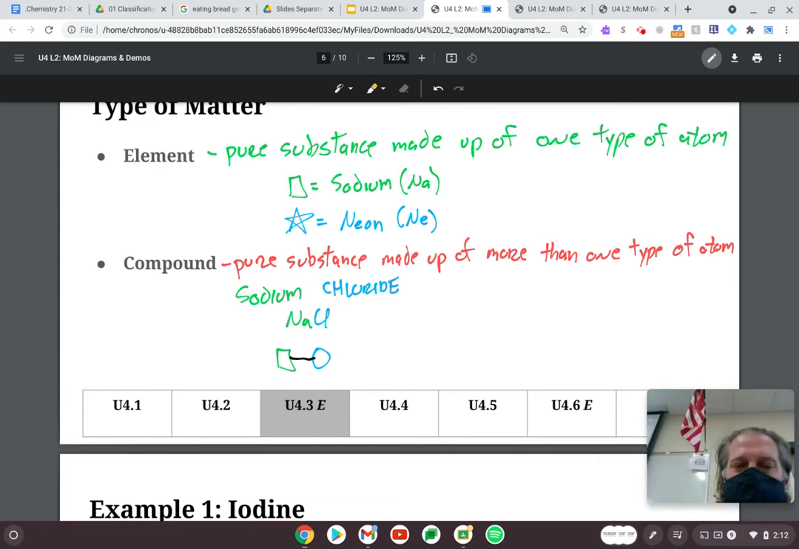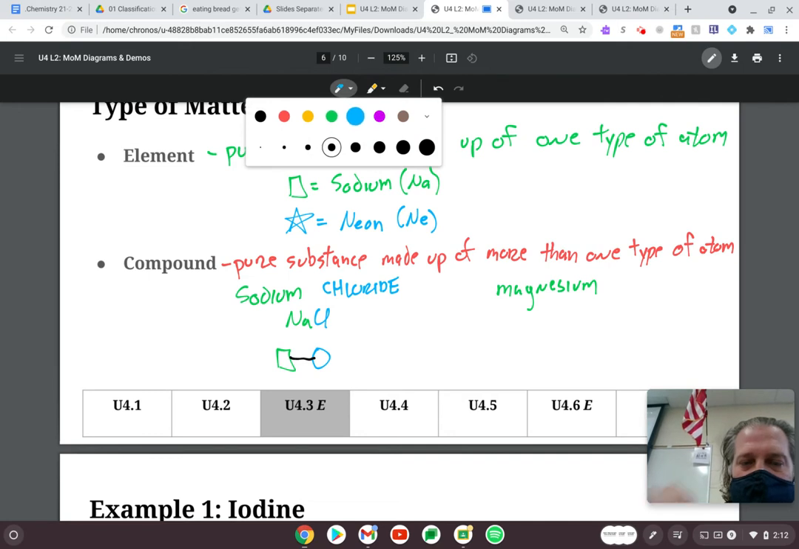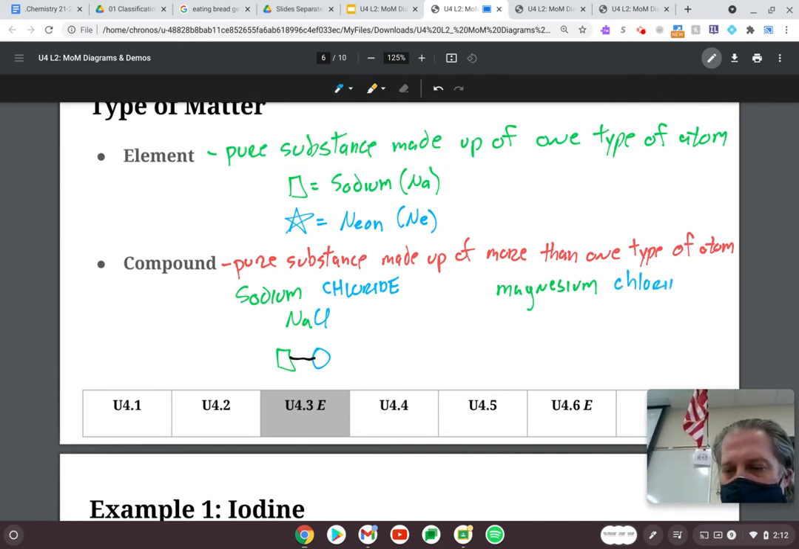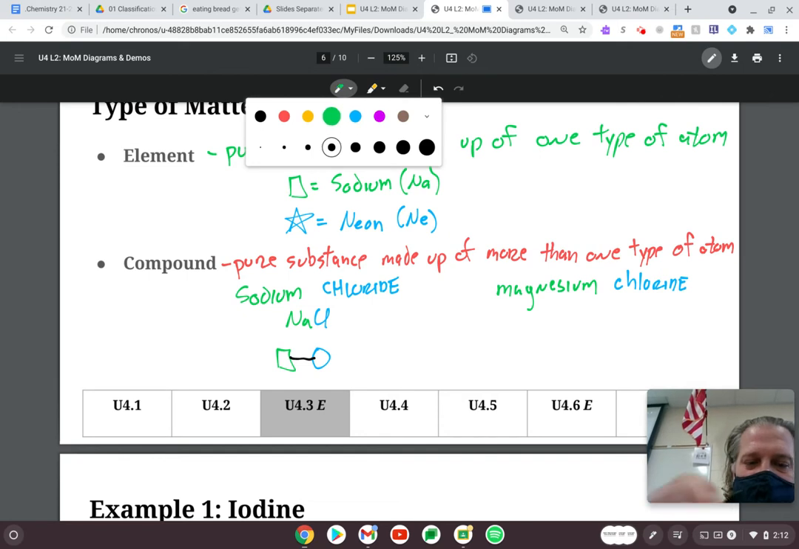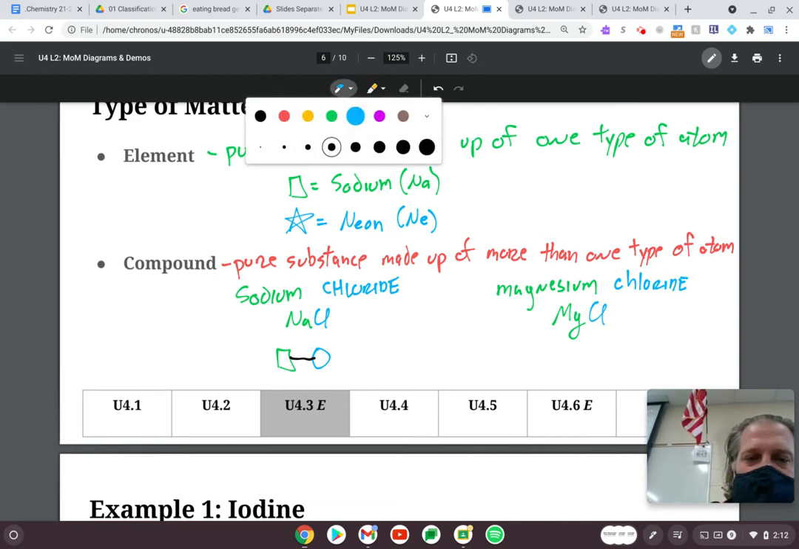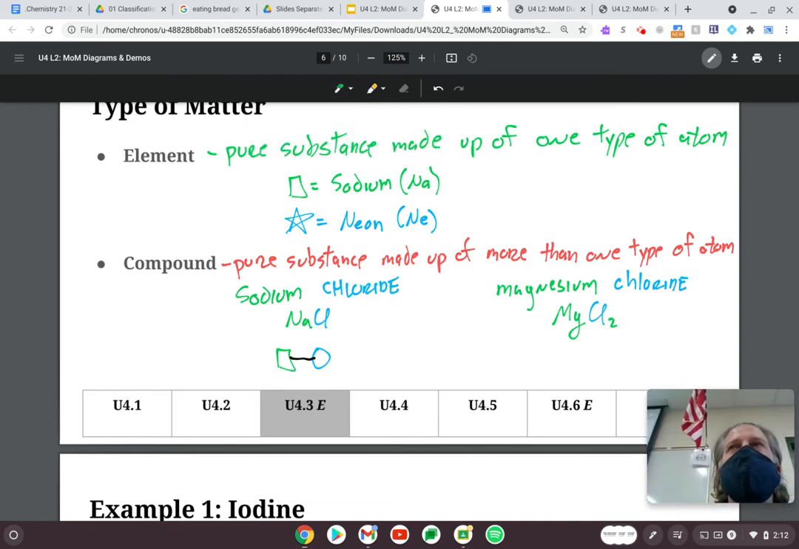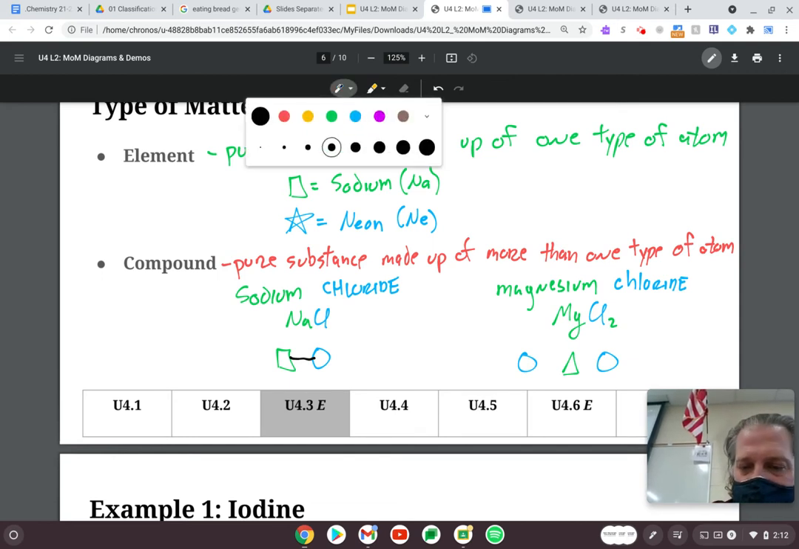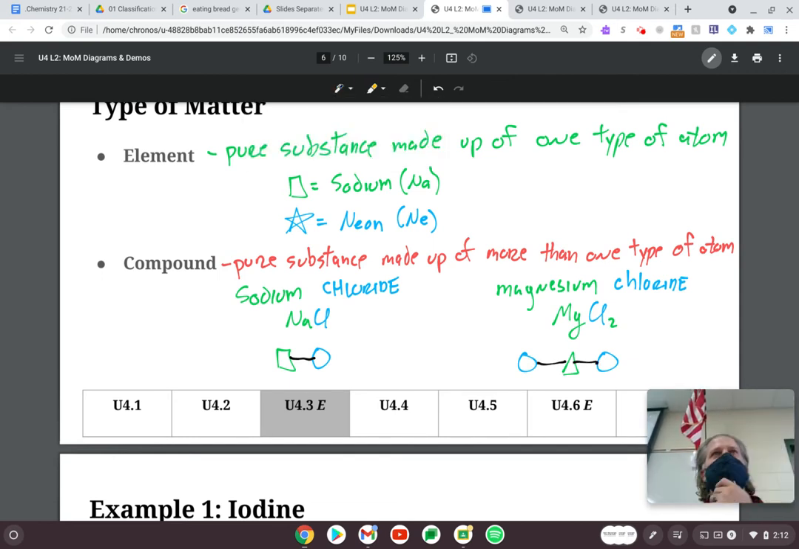Now, another example would be something like magnesium chloride, which would have a chemical formula of MgCl2. And that would look a little something like this. I might have an Mg, which might still be, I don't know, let's make it a triangle. But the chlorine is going to be two circles that are attached to the triangle.